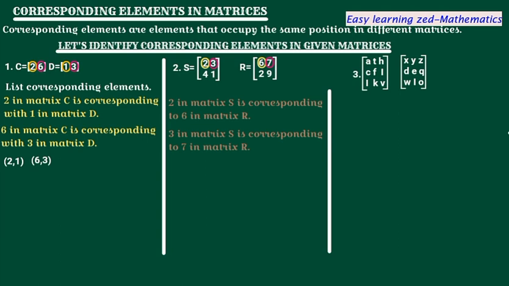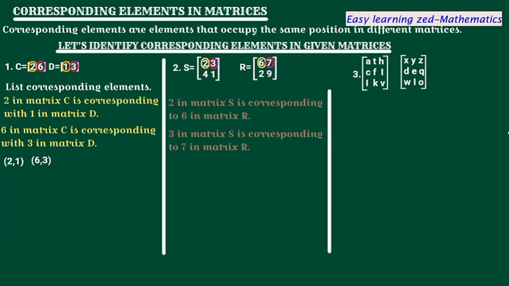Okay, so 2 and 1, they are corresponding. 6 and 3, they are also corresponding. They are in different matrices, but they occupy the same position. Now, if you are not conversant with the position of elements in matrices, check in the description box. I have put the link there. Watch that video where I taught about position of elements in a matrix. That video will make it easier for you to understand this topic.